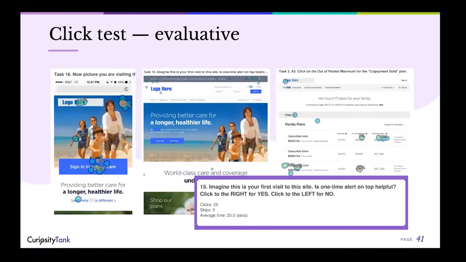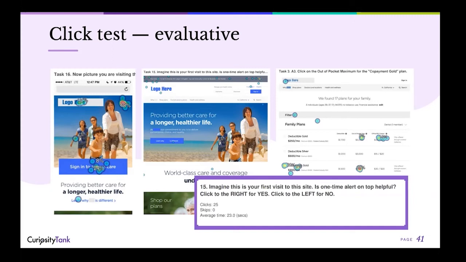All right, here's an example of a click test. These blotches that you see are called, these are the heat maps, right? This is where someone actually clicked when provided the task. So we'll provide them with a task. Now imagine you're visiting this healthcare site for the very first time.